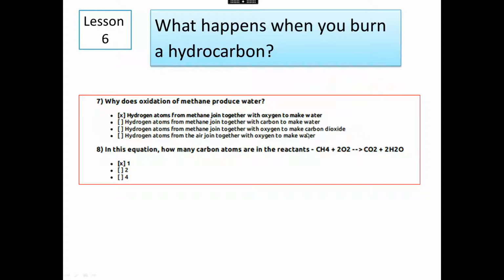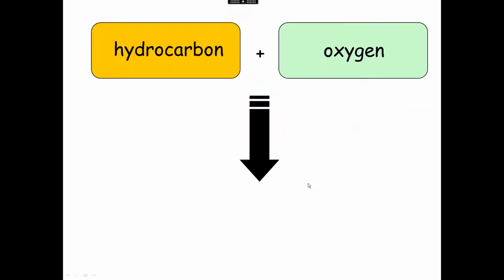Right, moving on to lesson 6. Here are the questions that could have had a bit of improvement. I think with question 7, it might have just been misreading the question. Quite a lot of people put that hydrogen atoms come from the air, right? But they don't. They come from inside the methane, inside the hydrocarbon. We're going to have a look at that.